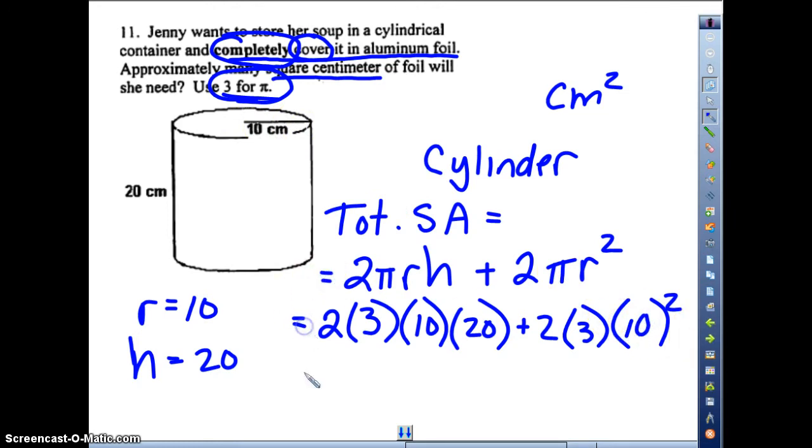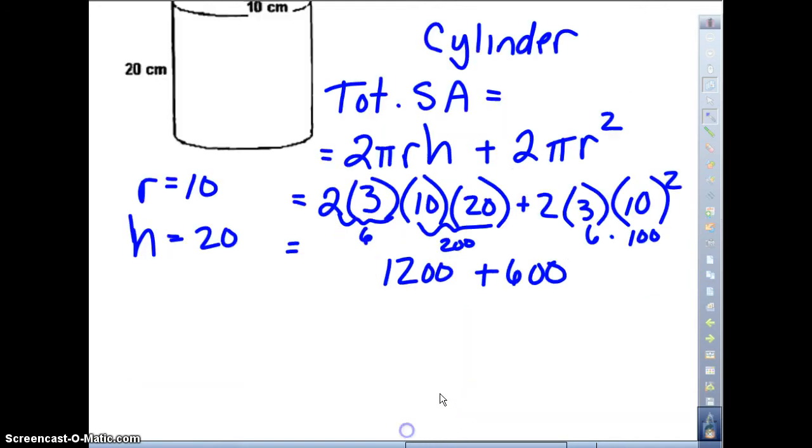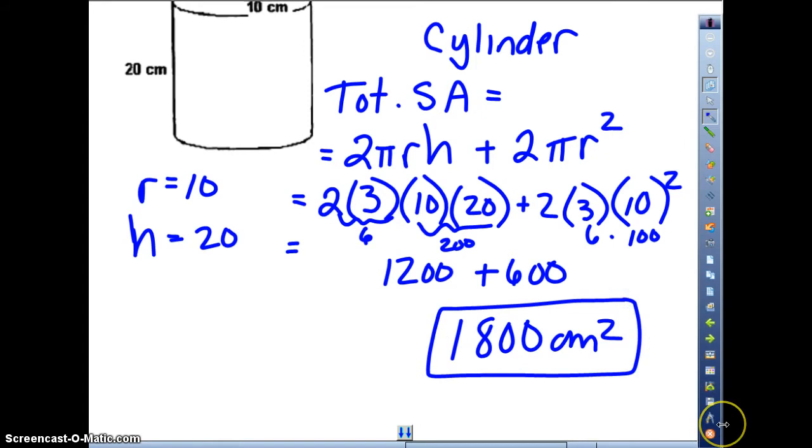Now it just comes down to computation. Let's see. This piece right here is 200. This piece right here is 6. The first thing you're going to do is square your 10. You always have to do your exponents first before you multiply. What's 10 times 10? 100. 2 times 3 is 6. 6 times 100 is 600. Add those together and you get what? 1,800 centimeters squared. Is that number in your answer bank?